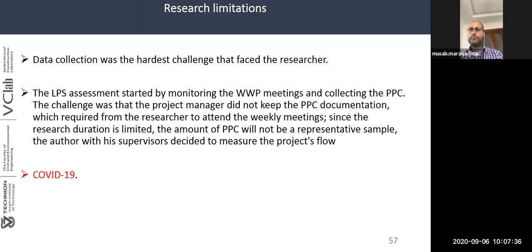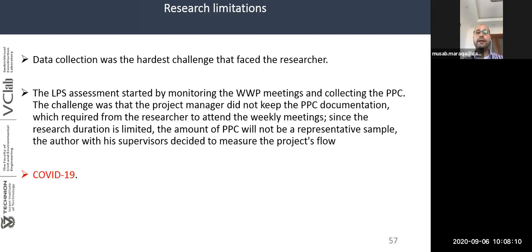Now, the research limitations. Data collection was the hardest challenge that faced the researcher. The Last Planner System started by monitoring the weekly work planning and collecting the BPC. The challenge was that the project manager didn't keep the BPC documentation, which required the researcher to attend the weekly meetings. Since the research duration was limited and the amount of BPC would not be a representative sample, the author with his supervisors decided to measure the project's flow.